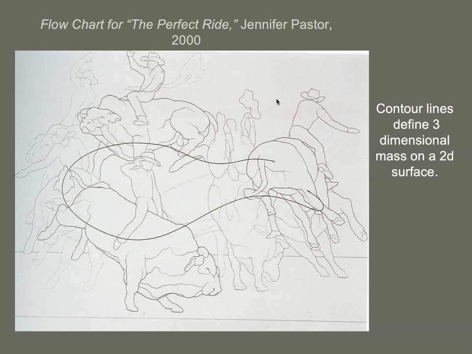Another type of line is contour line, and contour lines define three-dimensional mass on a two-dimensional surface. So you can see here how Jennifer Pastor has used contour line to define the bulls as well as the rider in this flow chart for the perfect ride.